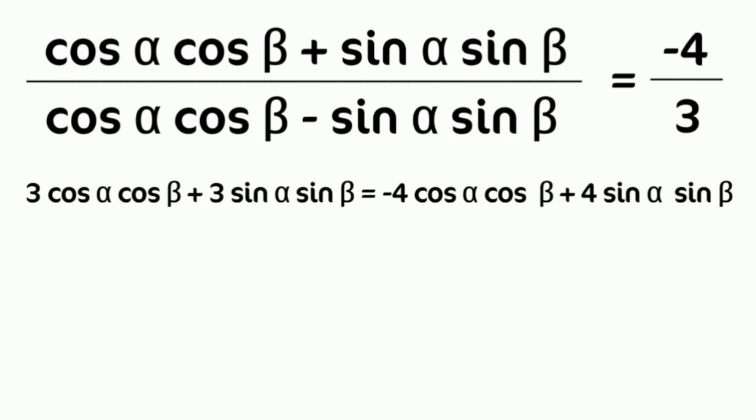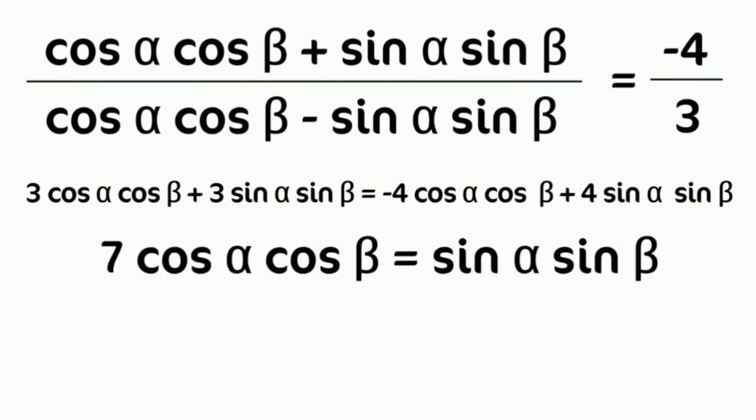Next, we categorize them so we can do another addition and subtraction. Cos alpha cos beta with cos alpha cos beta and sin alpha sin beta with another sin alpha sin beta. So now we have 7 cos alpha cos beta equals sin alpha sin beta.